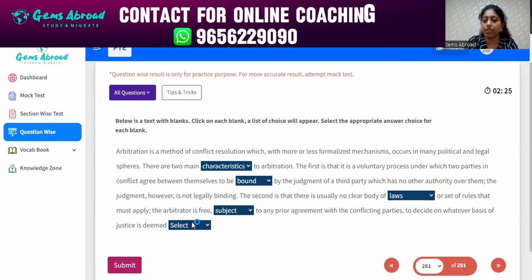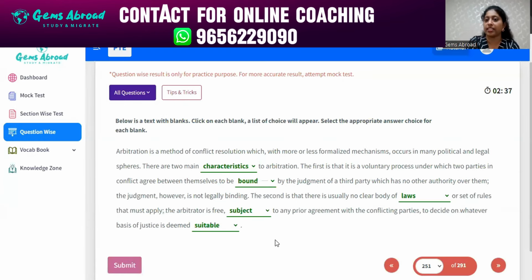Of the judgment is deemed suitable. Okay, deemed means it suits, judgment to act suitable. So that is our right, okay.